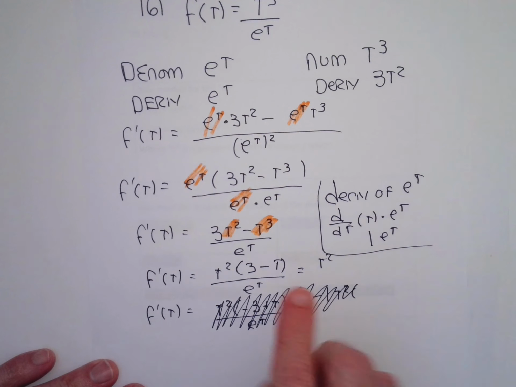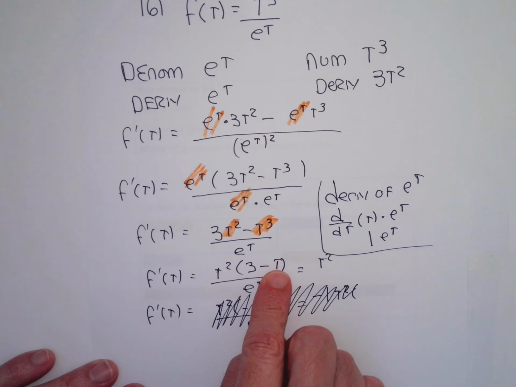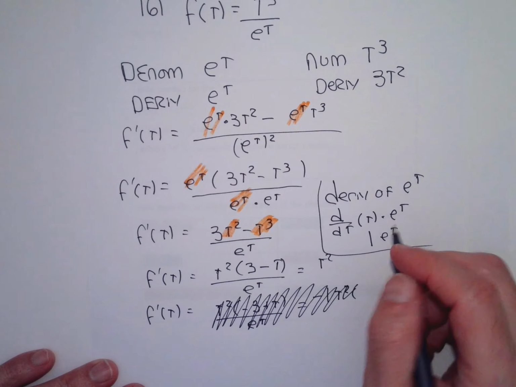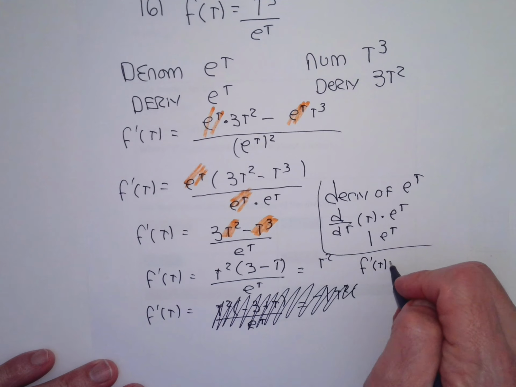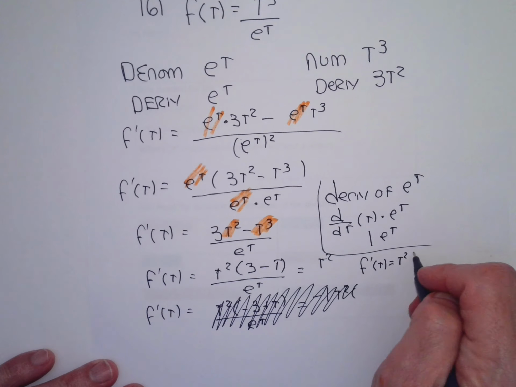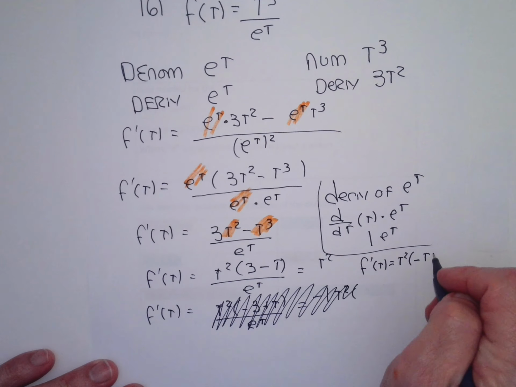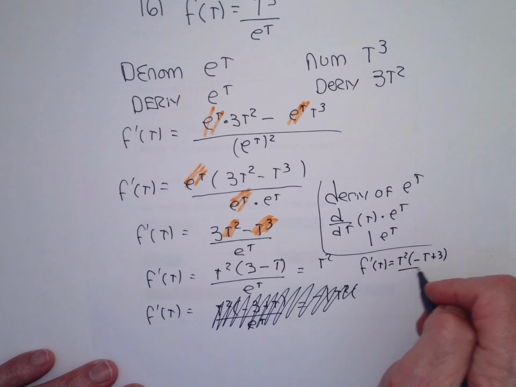Sorry. If I'm rewriting this, I'd best rewrite it with the t first and the 3 second, with the negative in front of the t. I'm running short on real estate here. But if I was going to rewrite this and not mess up, I would say this is negative t plus 3 over e to the t.